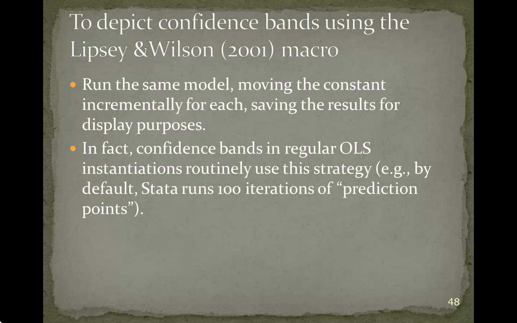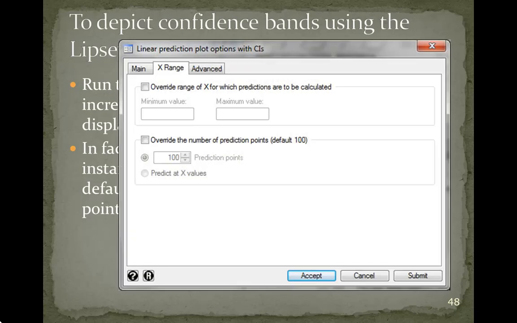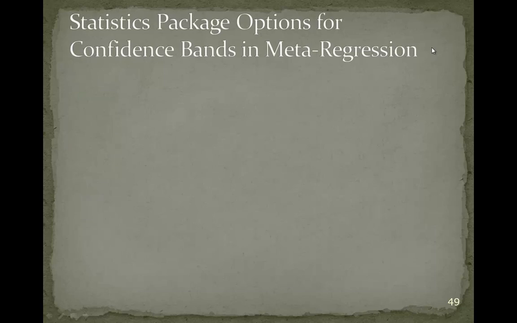In fact, if you go and look at the assumptions in regular OLS instantiations, they routinely do exactly the same thing. So Stata runs, by default, 100 iterations of prediction points. Here's an example of their screen. So they've got their default. If you want it to be even more accurate, less grainy, you could increase that. So your computer will do those 100 models in the background and not even show you, but they're literally using what is effectively the moving constant technique.